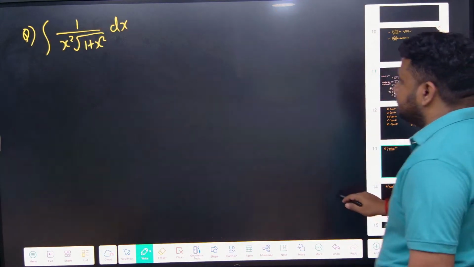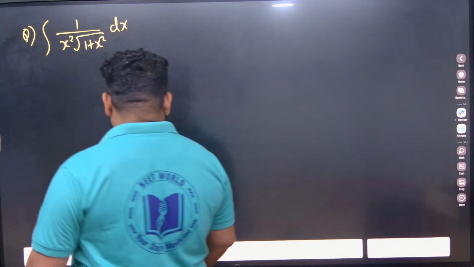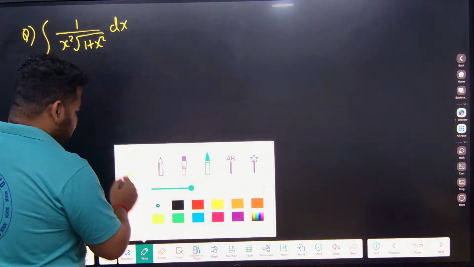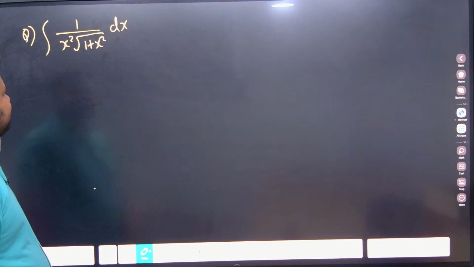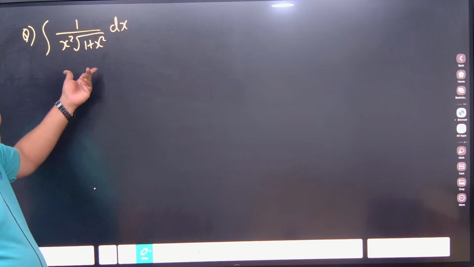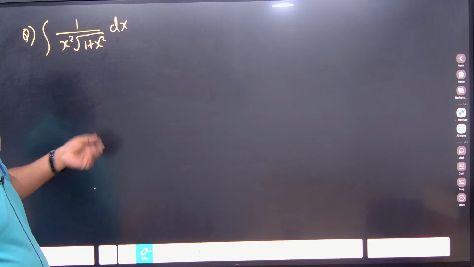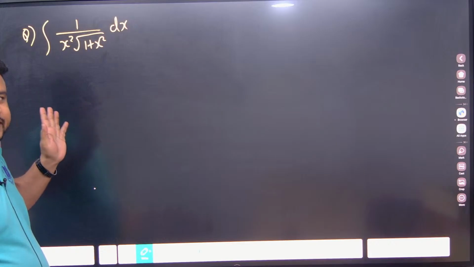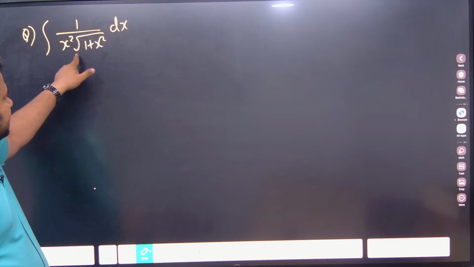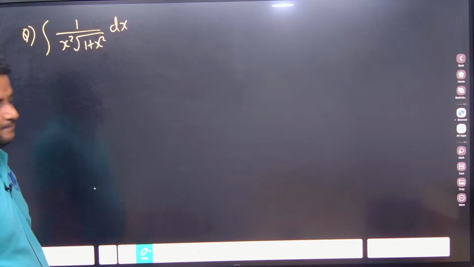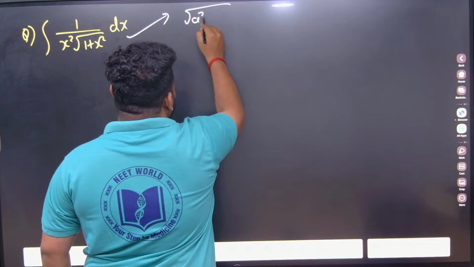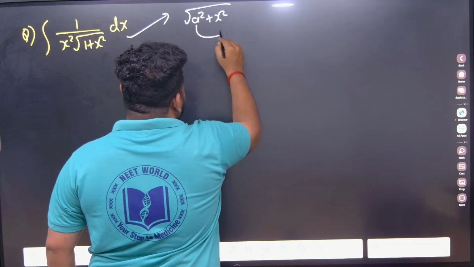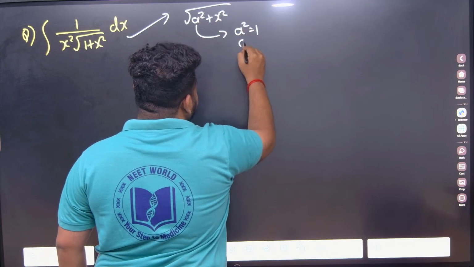See here, the question is: integrate 1 by x square into square root of 1 plus x square. So directly I cannot integrate it, I will use substitution, precisely trigonometric substitution. Look at this, I have square root of 1 plus x square. This is of the form square root of a square plus x square. Here a square is nothing but 1, that means a is equal to 1.